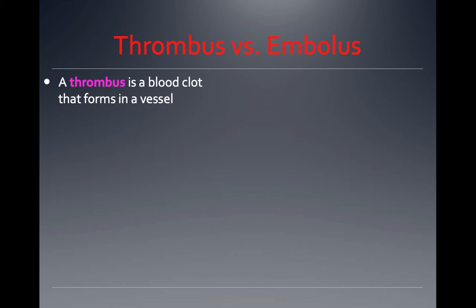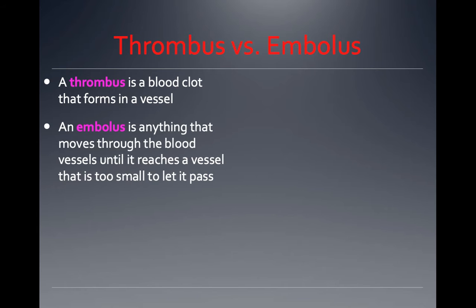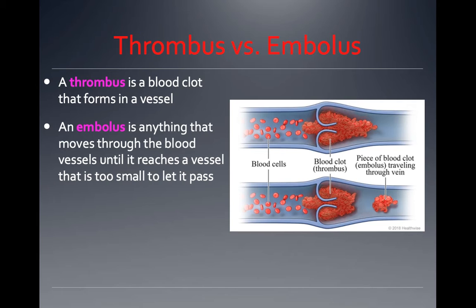Just so that you know, a thrombus versus an embolus. A thrombus is a blood clot that forms in a vessel. An embolus is anything that moves through the blood vessel until it reaches a vessel that it's too small to pass through. So you might have this thrombus, which is your blood clot, and then a piece might come off of that and it travels through the blood. And then when it gets stuck somewhere, we've got a blockage again.